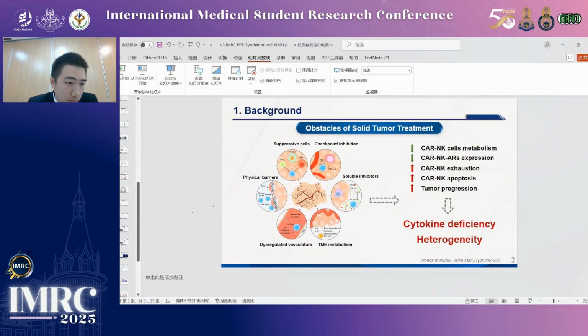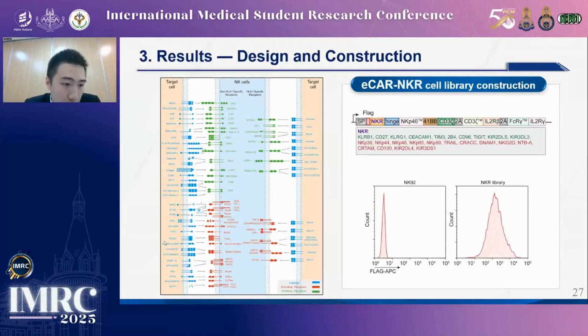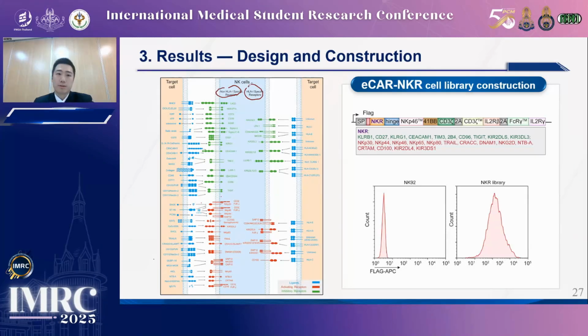Let me turn my slides here. Maybe you mean the NKRs we select here. So generally there are 2 types of NKRs. One type is, so you can see here, let me show it. Sorry. Here you can see that this is the non-HLA specific receptors, and one is the HLA1 specific receptors.